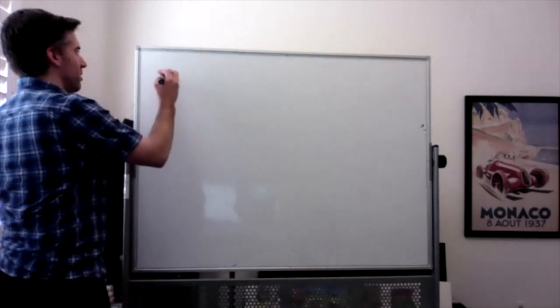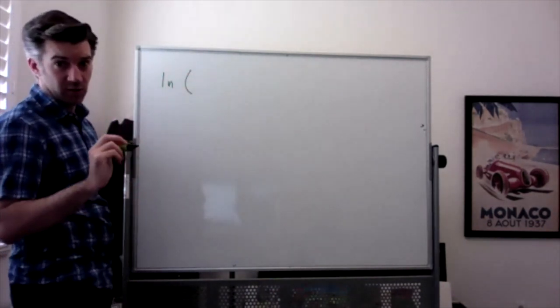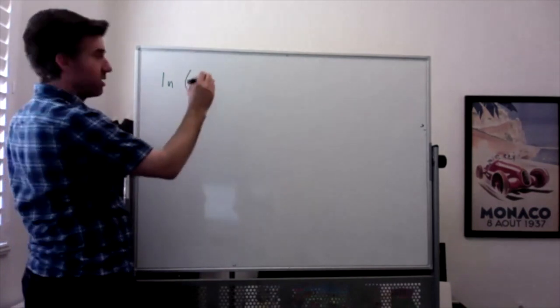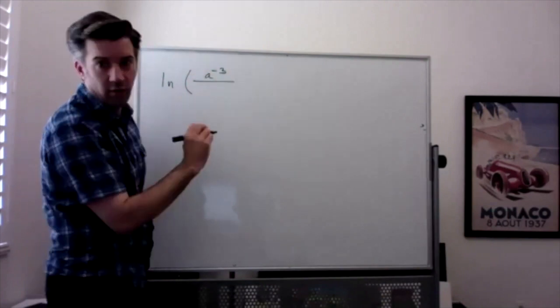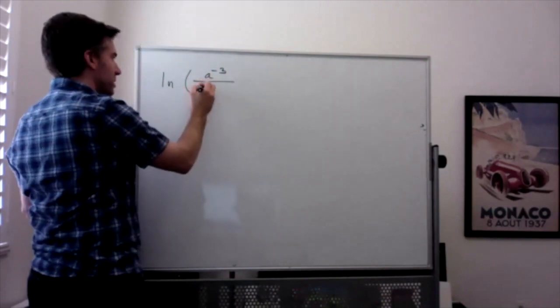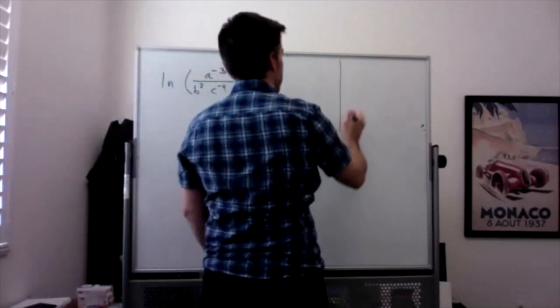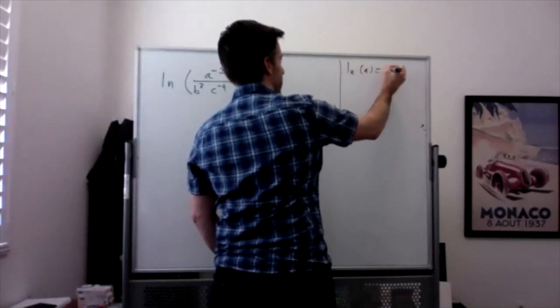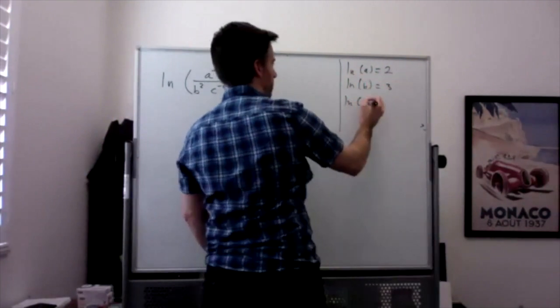Let's say we've got something like the natural log of, so I'm looking at problem 16 from homework 2, for those of you that have this. Here's what we're given: natural log of a to the minus third over b squared c to the minus fourth. And we're also given that natural log of a is equal to 2, natural log of b is equal to 3, natural log of c is equal to 5.